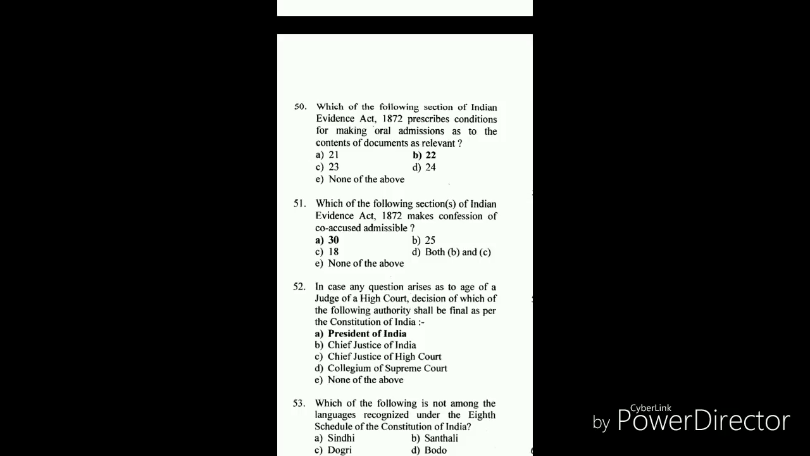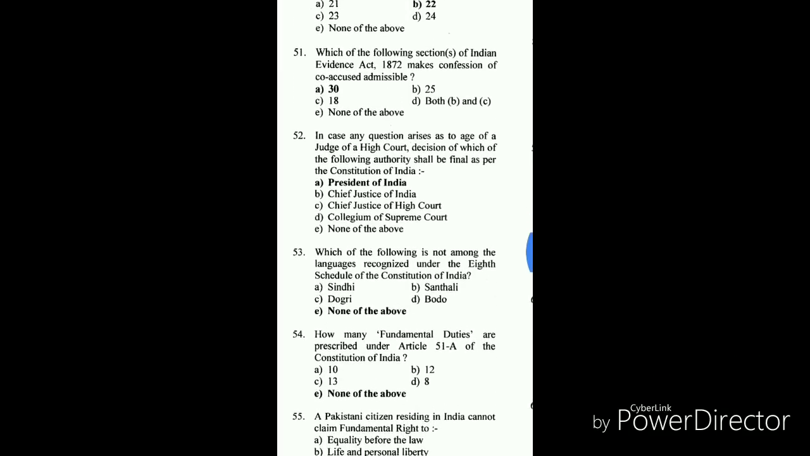If you read it, then we have 51. Which of the following sections of the Indian Evidence Act 1872 makes a confession of a co-accused admissible? 30, bare language. In case any question arises as to the age of a judge of the High Court, the decision of which of the following authorities shall be final? It is the President of India.